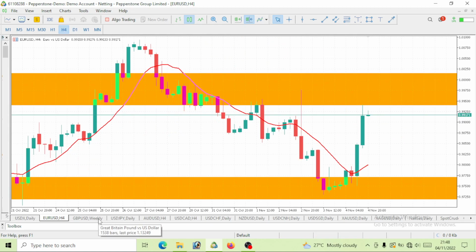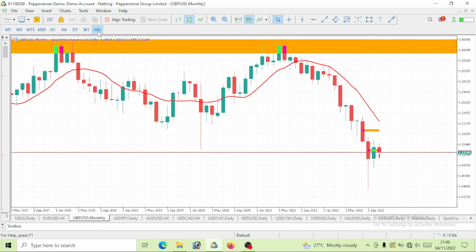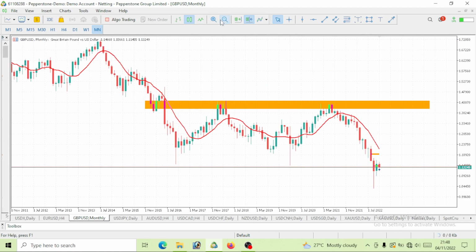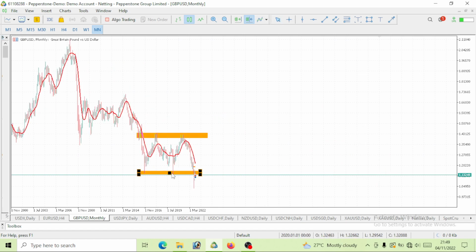The next one I have here is GBP/USD. I would love to start from the monthly time frame, by the way. Let me highlight some levels here. Let's zoom it out. So the full trend on GBP/USD is a bearish move, right? And I've also included this moving average.